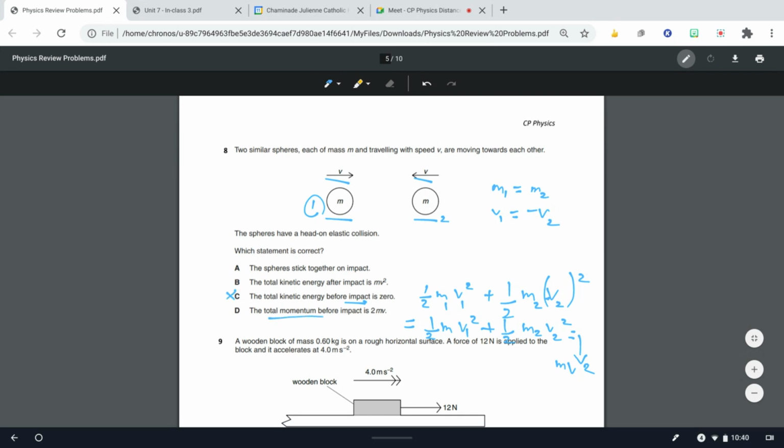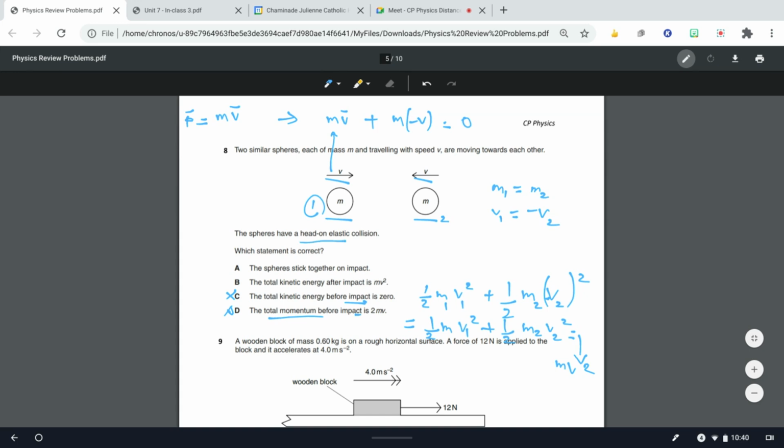The total momentum before impact is 2mv. Again, what is momentum? mv, and it's a vector quantity, right? And you have to take into account the direction as well. So you've got mv for this object right here plus m negative v. So this would be 0. So option D is incorrect too.